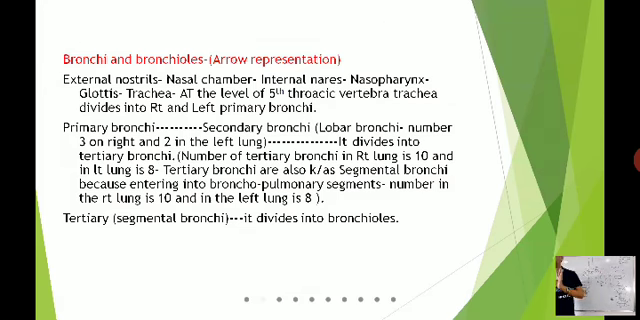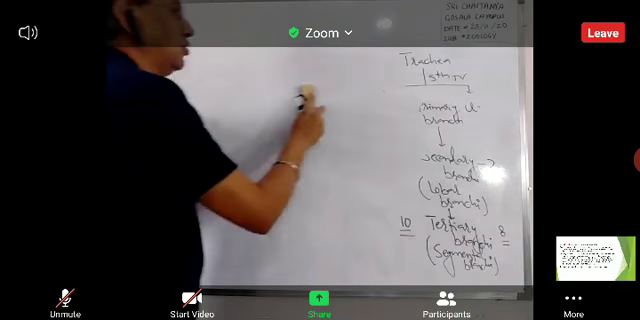Internally, the lobes are divided into segments, bronchopulmonary segments, 10 on the right, 8 on the left. So they are known as the segmental bronchi. The tertiary bronchi are known as the segmental bronchi because they are entering into the bronchopulmonary segment.